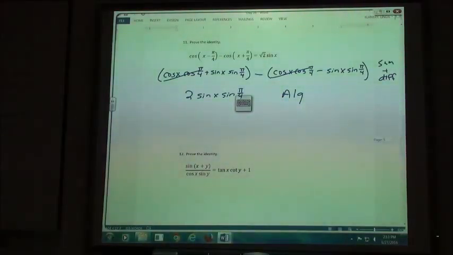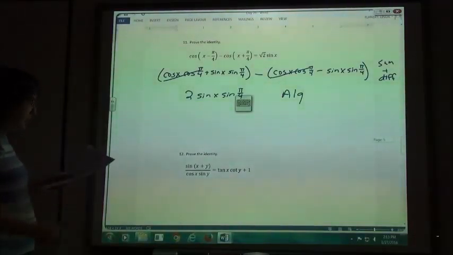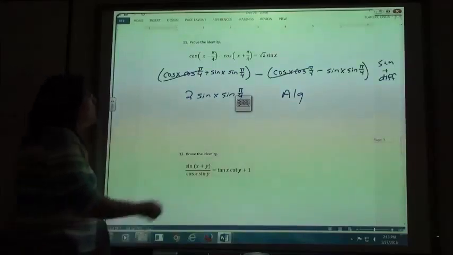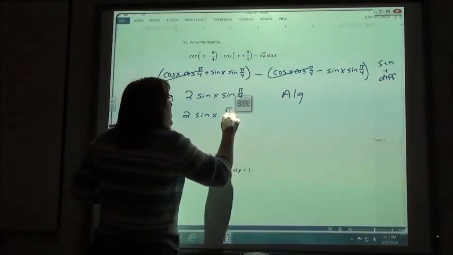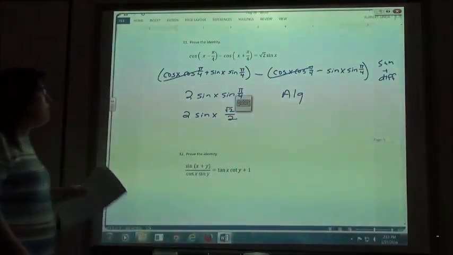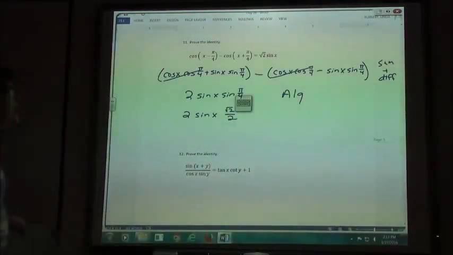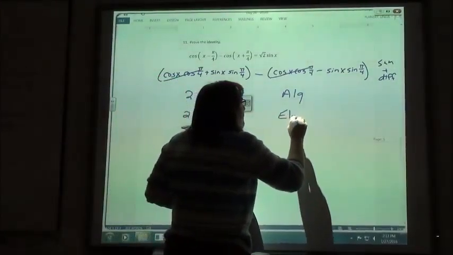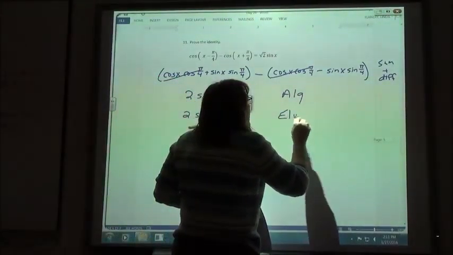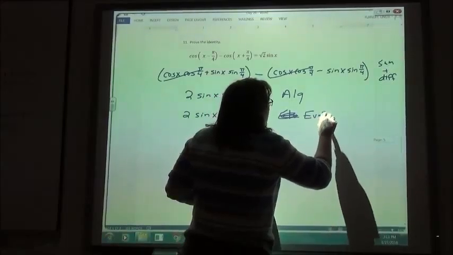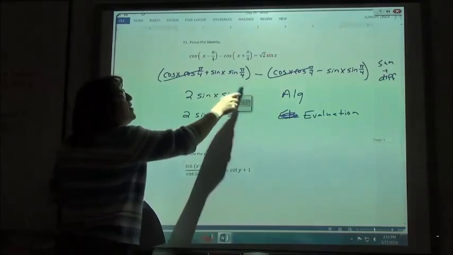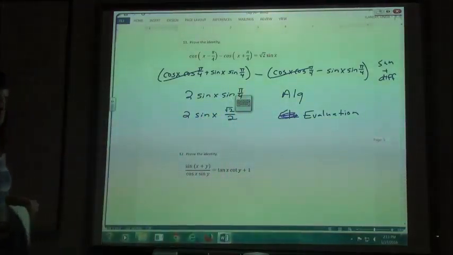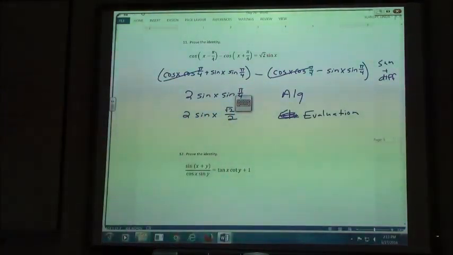Then I'm going to look up at my table. In my table, I have the sine of pi over 4. If I look at the sine of pi over 4, it's square root of 2 over 2. So I have 2 sine of x, square root of 2 over 2. And they're going to call that step evaluation. We haven't used that yet. Yep, I can even spell it. Evaluation. So if I have to look up the table and find what the sine or cosine of an angle is, they're going to call that evaluation.